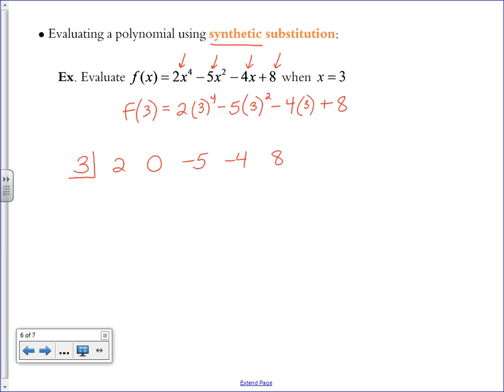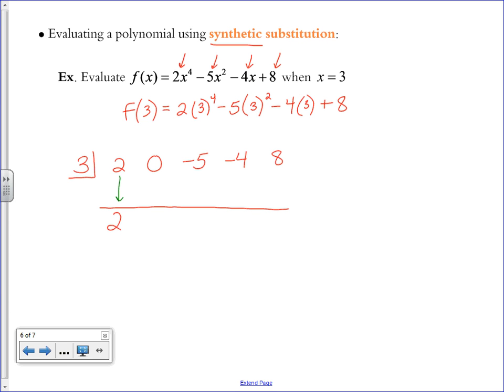Once the problem is set up like this, you want to skip a line, skip some space underneath it, and then put a big bar as if you're about to do an addition problem or a subtraction problem. And here's how the procedure works. Step 1 is to bring down the number that's in the first location right into your answer line. The answer is going to show up down here. So the first step is just to bring down the 2.